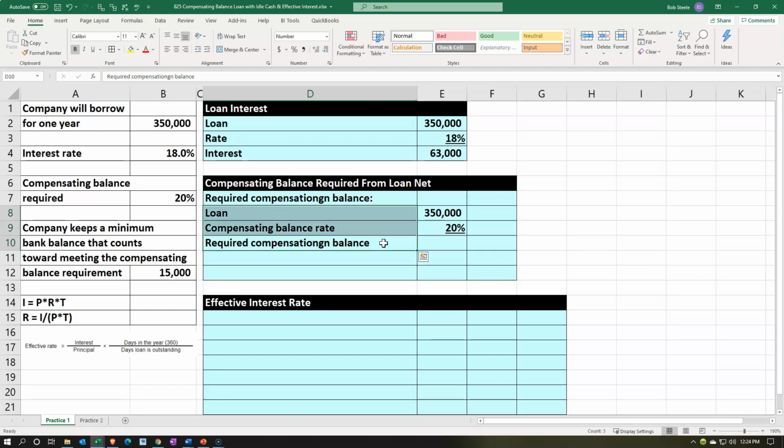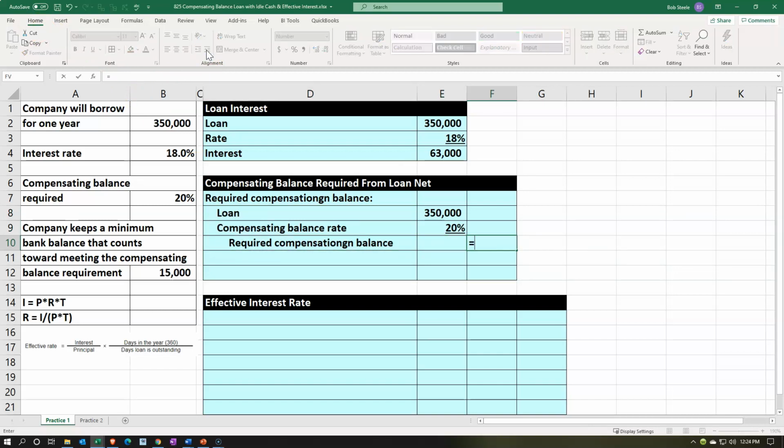Let's indent these three. Home tab, alignment, indent, and then I'll indent this one more time. Home tab, alignment, indent one more time. And then I'm going to say this is going to be equal to the 350,000 times the 20%. So they need a compensating balance of the 70,000.